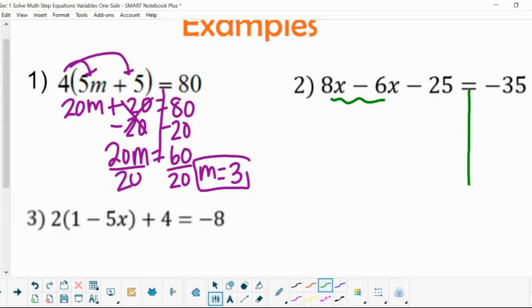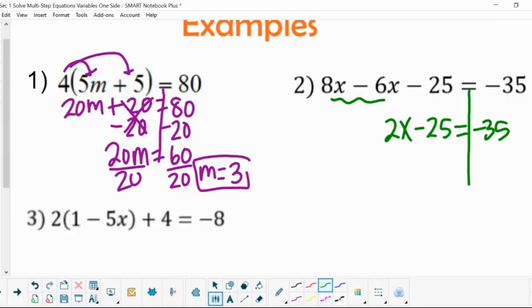Let's get them together. What's 8x minus 6x? 2x. Okay, good. So you just combine them. You don't change any signs. If they're on the same side, you just put them together. Okay, now that's all done. Now we can start undoing.